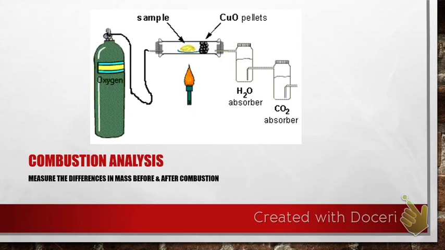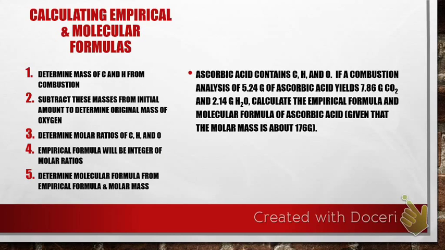Okay, so let's go back to the problem that we were talking about. We determined the mass of the carbon and hydrogen. We've subtracted to get the oxygen. We determined the molar ratios, and now we have the empirical formula in whole numbers. So now let's continue on to find the molecular formula. We are given that the molecular mass is 176 grams. And that 176 is very, very important.